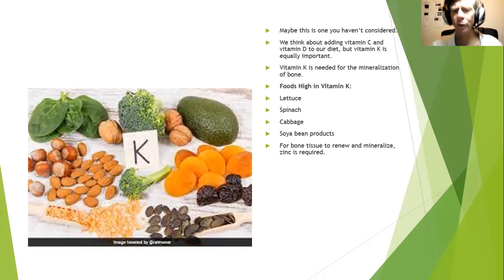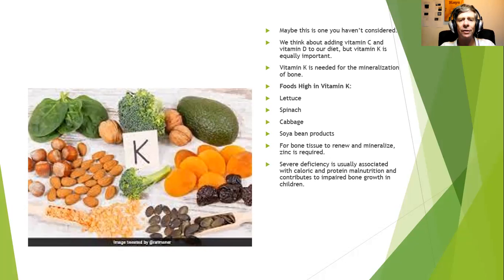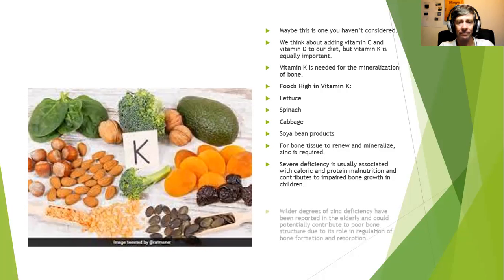And for bone tissue to renew and mineralize, zinc is required. A severe deficiency is usually associated with caloric and protein malnutrition and contributes to impaired bone growth in children. And Don Lawson's got a very interesting comment about zinc specifically, where apparently, I think it was in Iran, the young children were eating clay for some weird reason. And that was impeding the absorption of zinc. And as a result, they were falling and breaking bones more regularly and more easily.